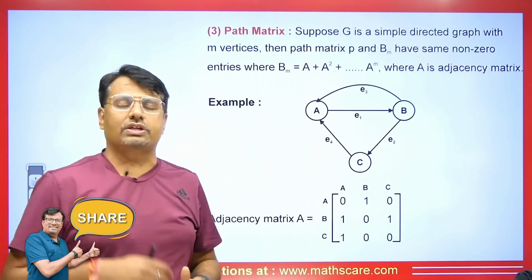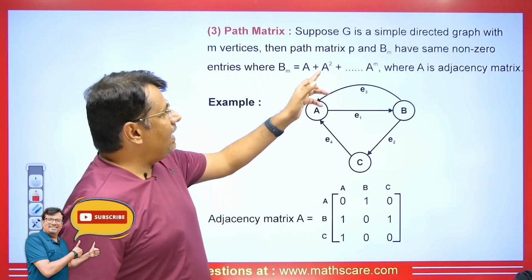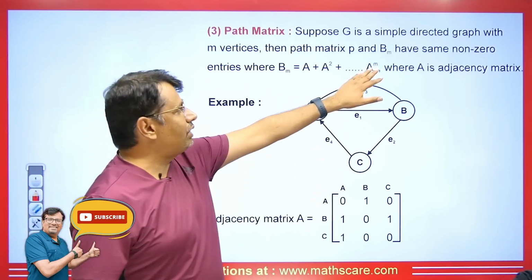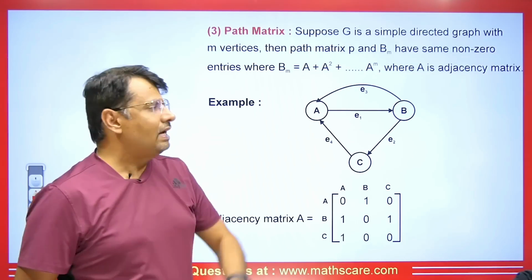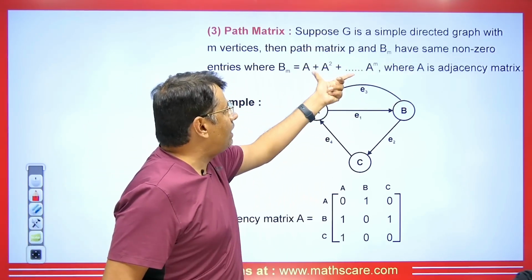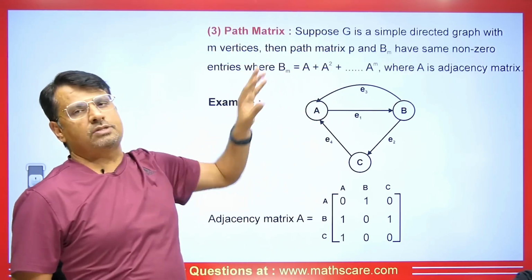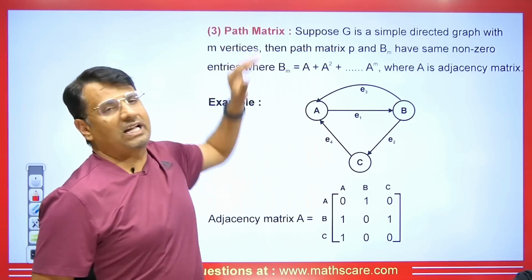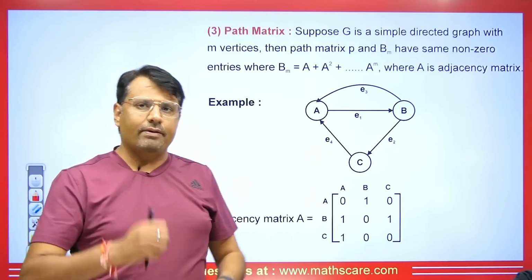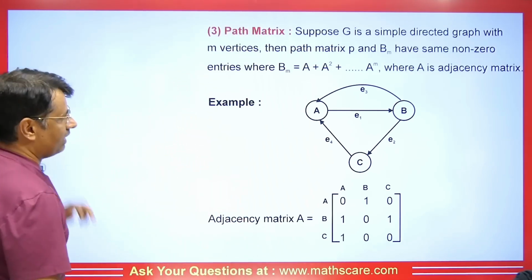Here M is the number of vertices we have, and A is the adjacency matrix. The value from the adjacency matrix is used here, and the B matrix that we get here is called the path matrix. Okay, students, how will we do it? I'll try to explain this to you.